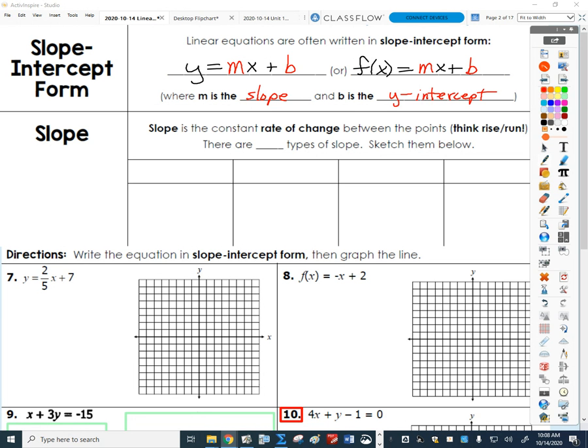So slope is the constant rate of change between the points. Think rise over run, right? There are four kinds of slope, and let's fill those in. That's kind of a weird statement, four types of slope. Well, there are four ways we could choose to categorize slope. Let's say it that way. So we could have a positive slope.